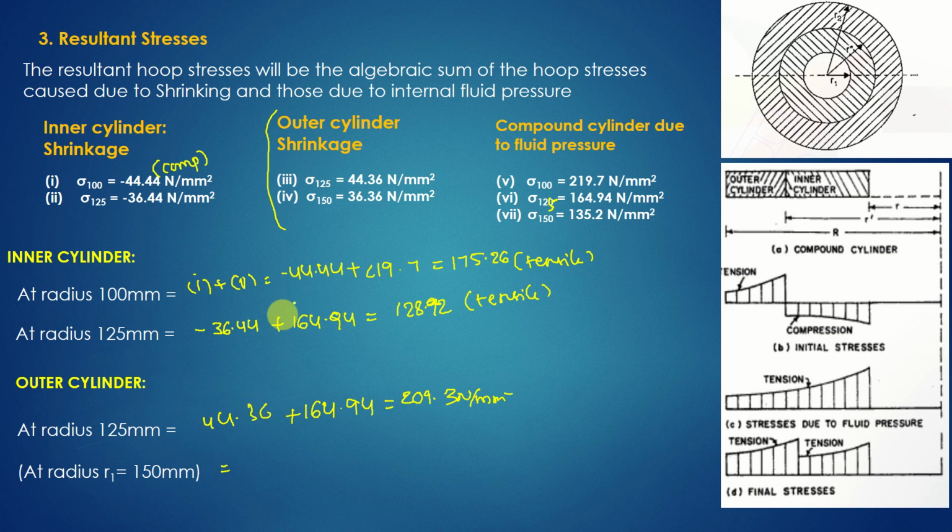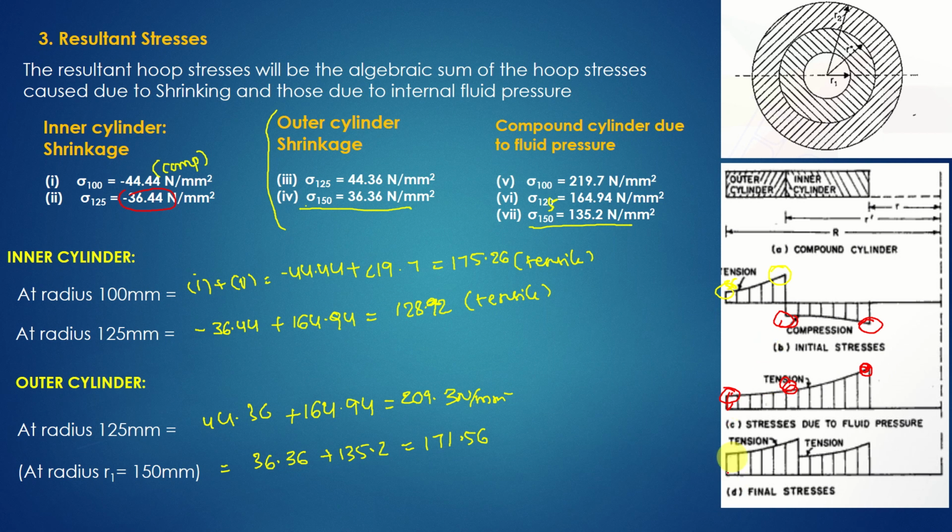And at radius 150 mm for the outer cylinder, this is 36.36, and due to internal fluid pressure we have 135.2. So we'll get 171.56. And this stress diagram clearly represents this. Due to tension, for this outer cylinder, these are the values. Say this is 36.36 here, and 44.36 here. And for the inner cylinder we have minus 36.44 here at radius 125, this is the junction, and here minus 44.44. And this is for fluid pressure. This is 135 here, 164 at the junction, and 219 at the inner part.